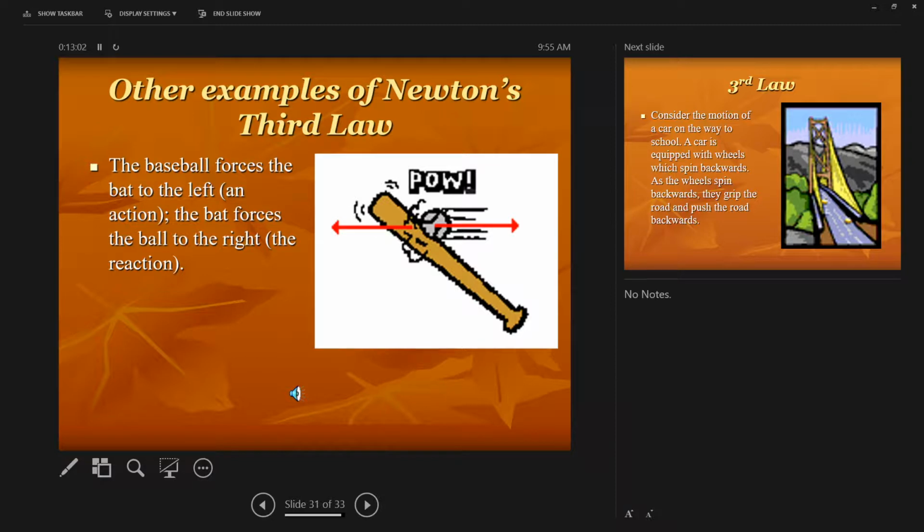If you take a basketball and drop it down to the ground, when it hits the ground, it's going to cause a force on the ground, and the ground's going to have a force on the basketball, causing it to bounce back up.